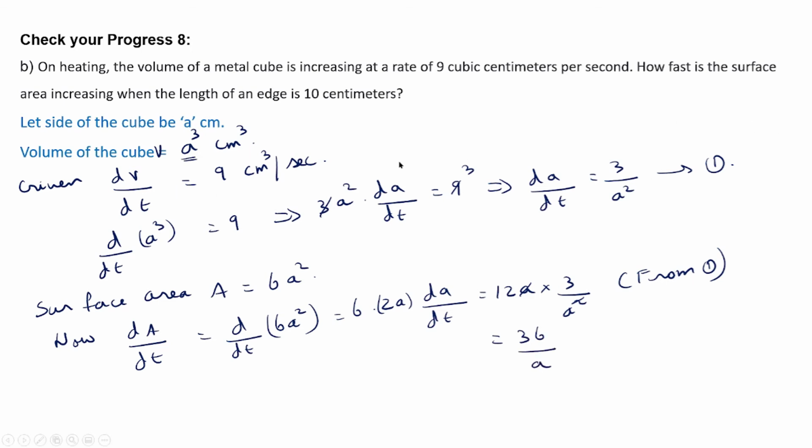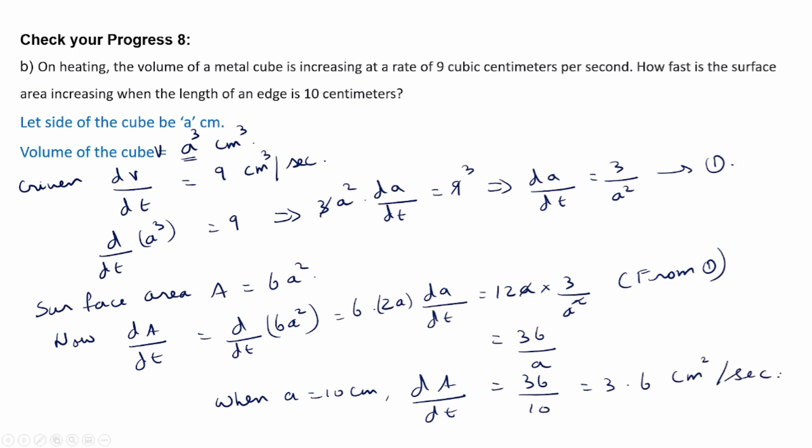Now it is asked how fast is the surface area increasing when the length is 10 centimeter. So when a equal to 10 centimeter, dA by dt equal to 36 by 10. So it is 3.6 centimeter square per second. So the surface area is increasing at the rate of 3.6 centimeter square per second when the length of the edge is 10 centimeters.